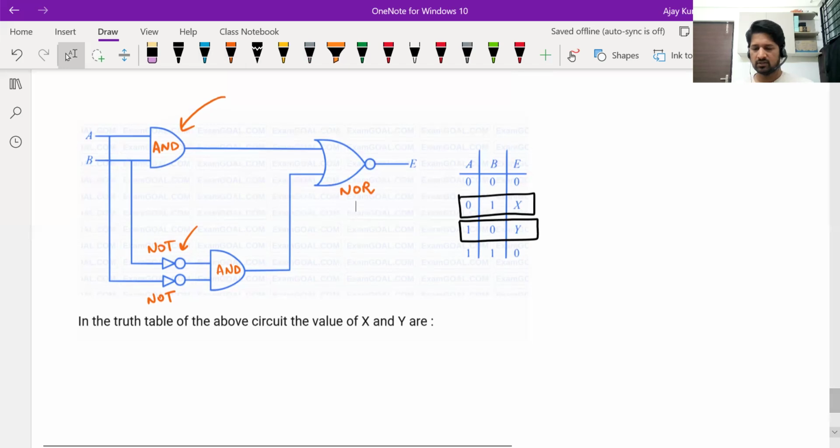Okay. Now take the given inputs and write the output. If you have any doubts, you can ask in identifying the gates.